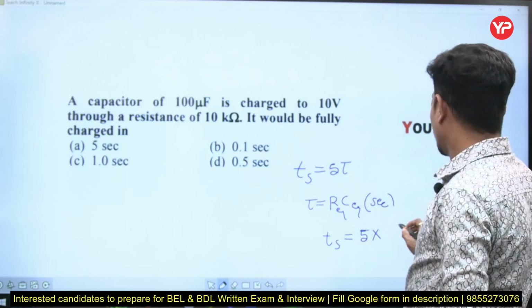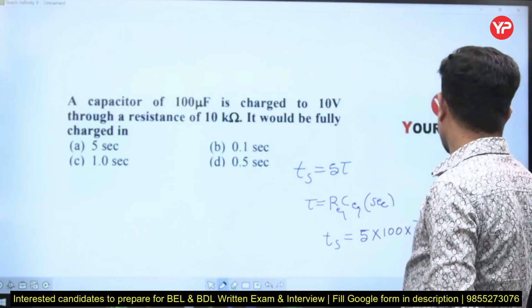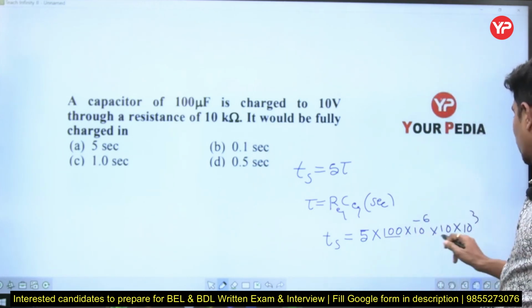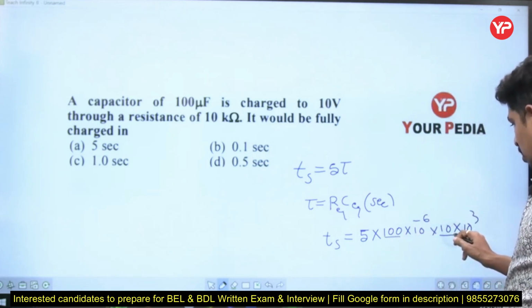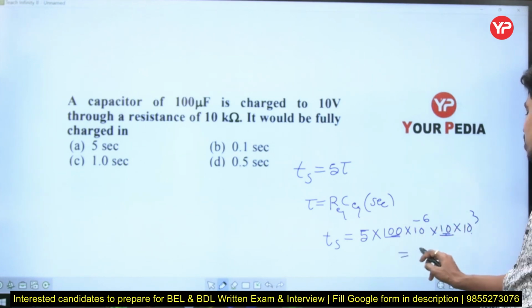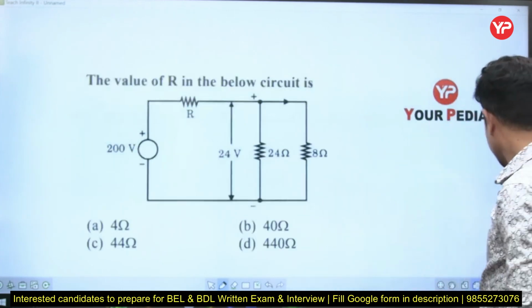C is 100 into 10 to the power of minus 6, and R is 10 kilo, 10 into 10 cube. Therefore, you see 10 square, 10 cube. Any mistake I am committing? 10 square, 10 cube. 10 cube into 10 cube is 10 to the power of 6. 10 to the power of 6 into 10 to the power of minus 6 is 1, so 5 seconds. That's all. Option is A, right? Next question, please.